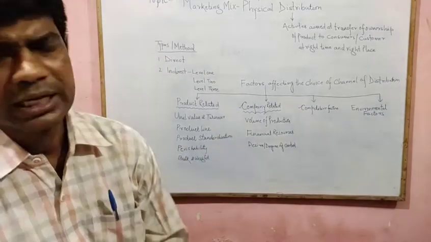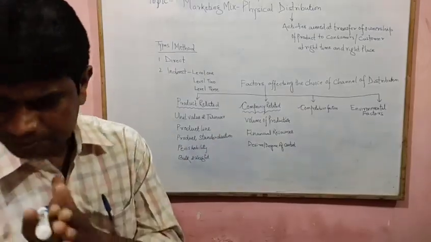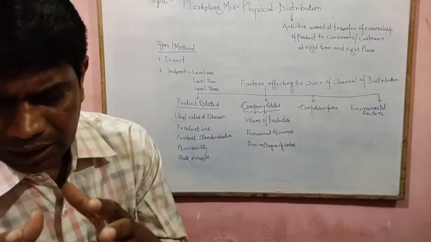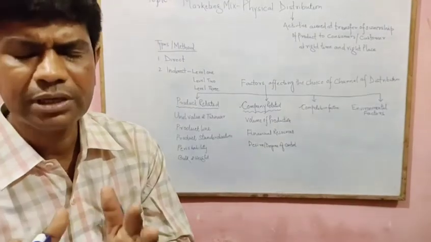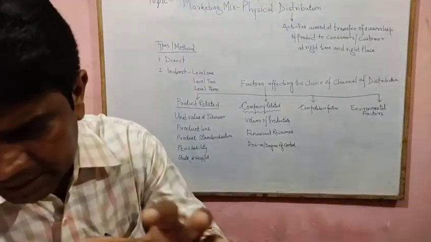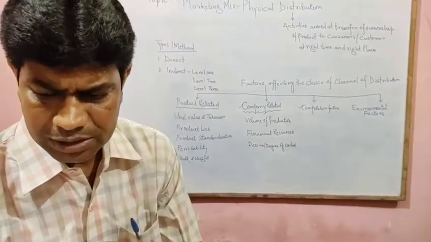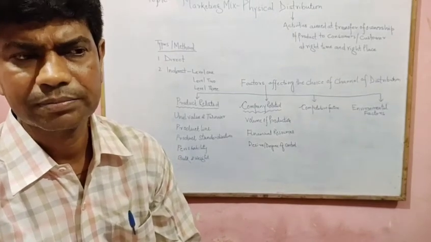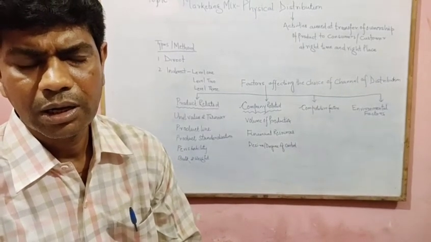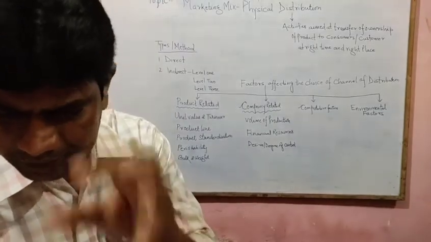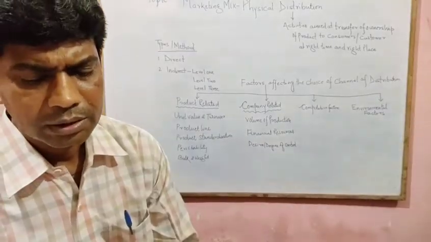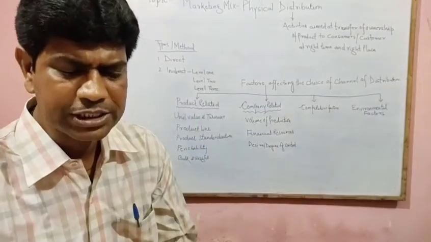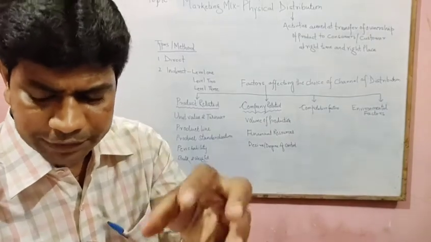But as regards company related factors, what we find is that if a manufacturer manufactures on a very large, very big scale, what happens if they sell the product directly to the customer? How would it affect their profit? And if they have a very small scale of production, how would it affect their profit?